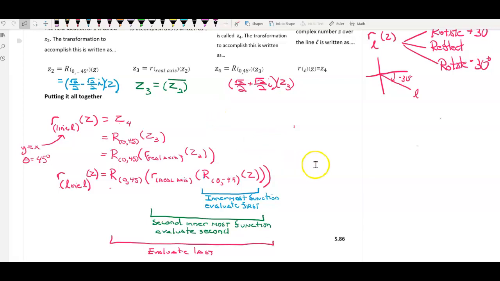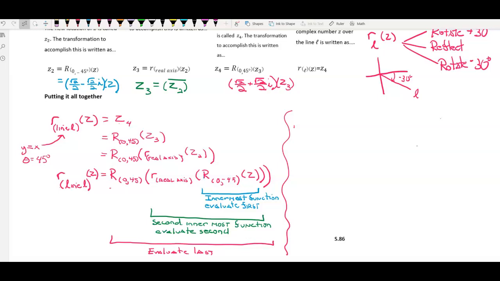So when you evaluate this, you just work your way from the inside out. So this is the innermost function right here. So we're going to evaluate this first. All right, so we'll do that right over here. The innermost function right here, I'm going to do first. So I want to rotate it negative 45 degrees. That's this right here.